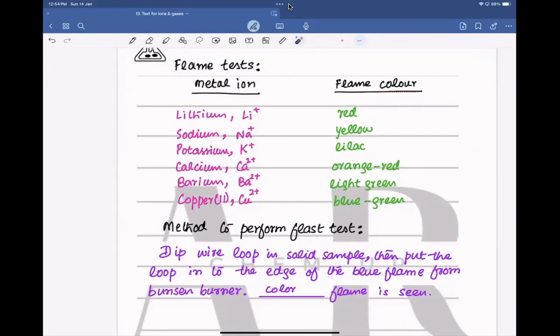The best way for this, you can just search on YouTube for the flame test, so you can see basically the wire loop is like this. When we dip this area in the solid, some of the particles get attached to it. Then this is the Bunsen burner. We burn it. When the flame is blue, we introduce the wire loop over here to the edge. As the solid burns, the color of the flame changes. Okay, sir. You search on YouTube, so you will see the actual video where someone is performing this flame test.